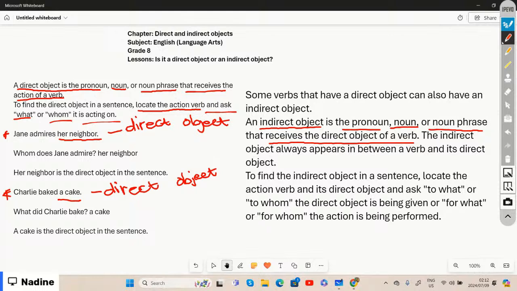So once again, a direct object is the pronoun, noun, or noun phrase that receives the action of the verb. And in order for us to find the direct object within a sentence, we need to find the action verb and ask ourselves what it is acting on or whom it is acting on.